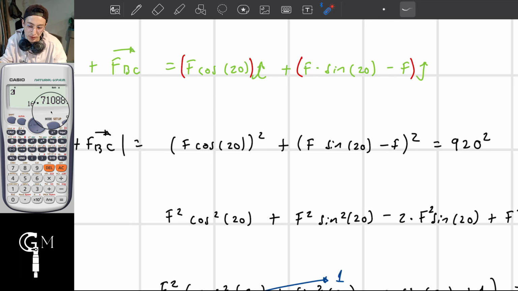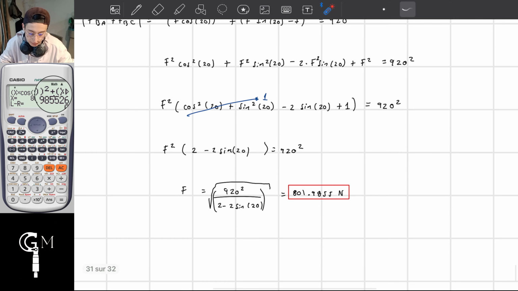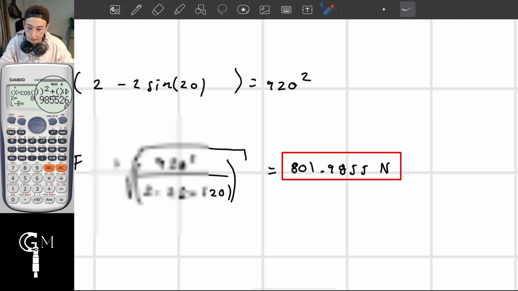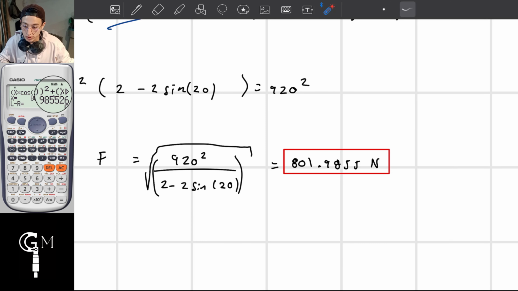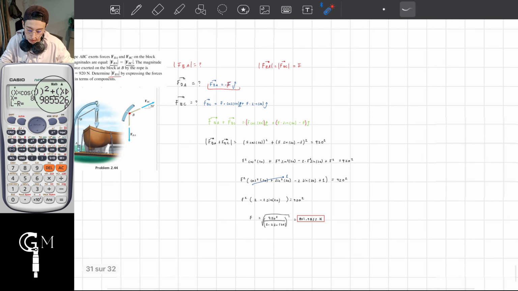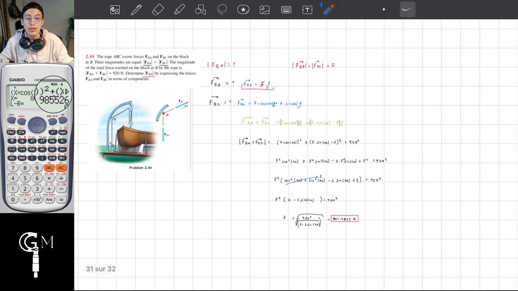So for example, if I place a 2 and I write down equal, you see it is going to be pretty fast. And guys, as I mentioned, the solution is 801.9855 newtons. And that's it, guys. This is how you can solve this exercise.